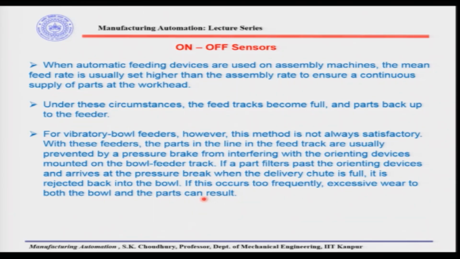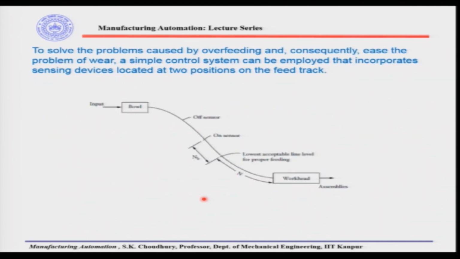So, to prevent this, there is a method that has been adopted in the industry to solve the problem caused by overfeeding, and consequently is the problem of where a simple control system can be employed that incorporates sensing devices located at two positions on the feed track.